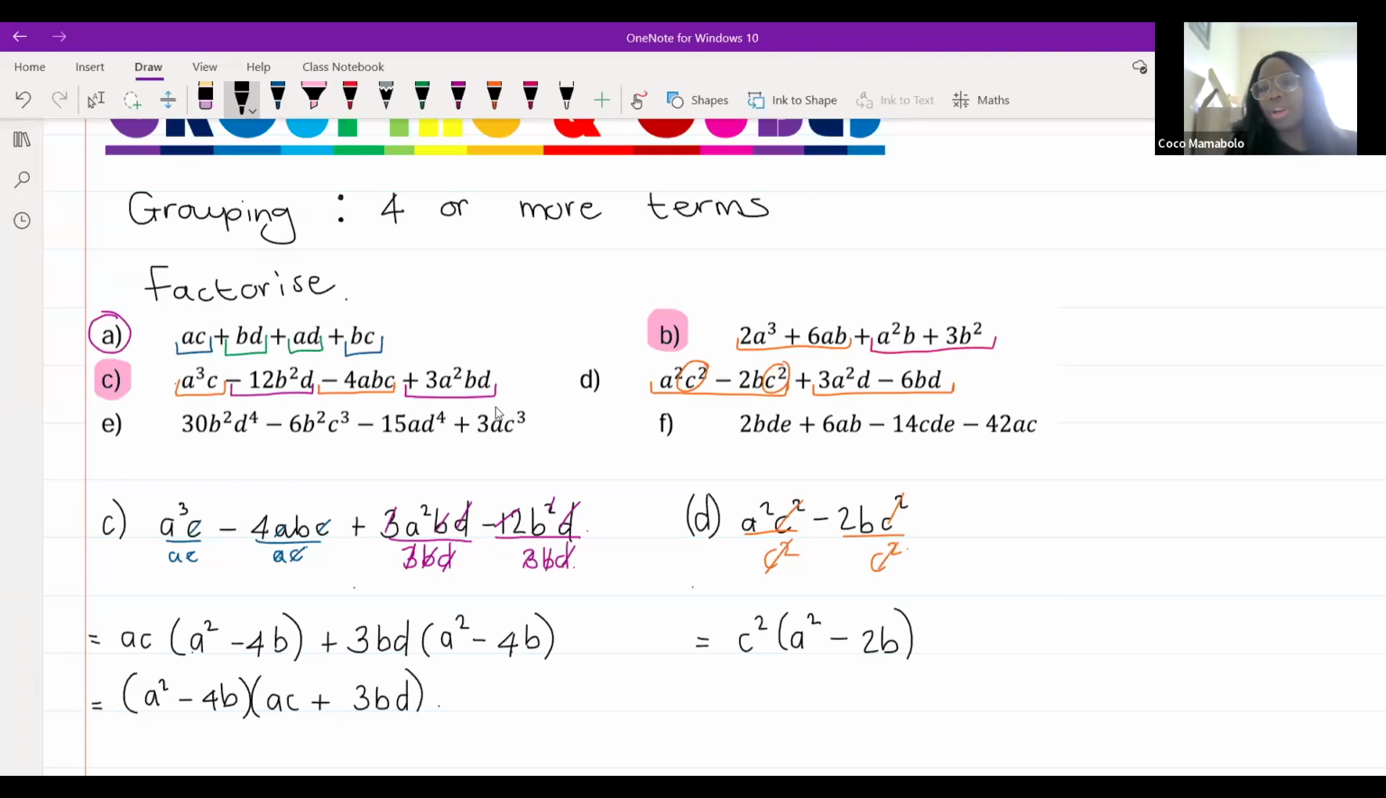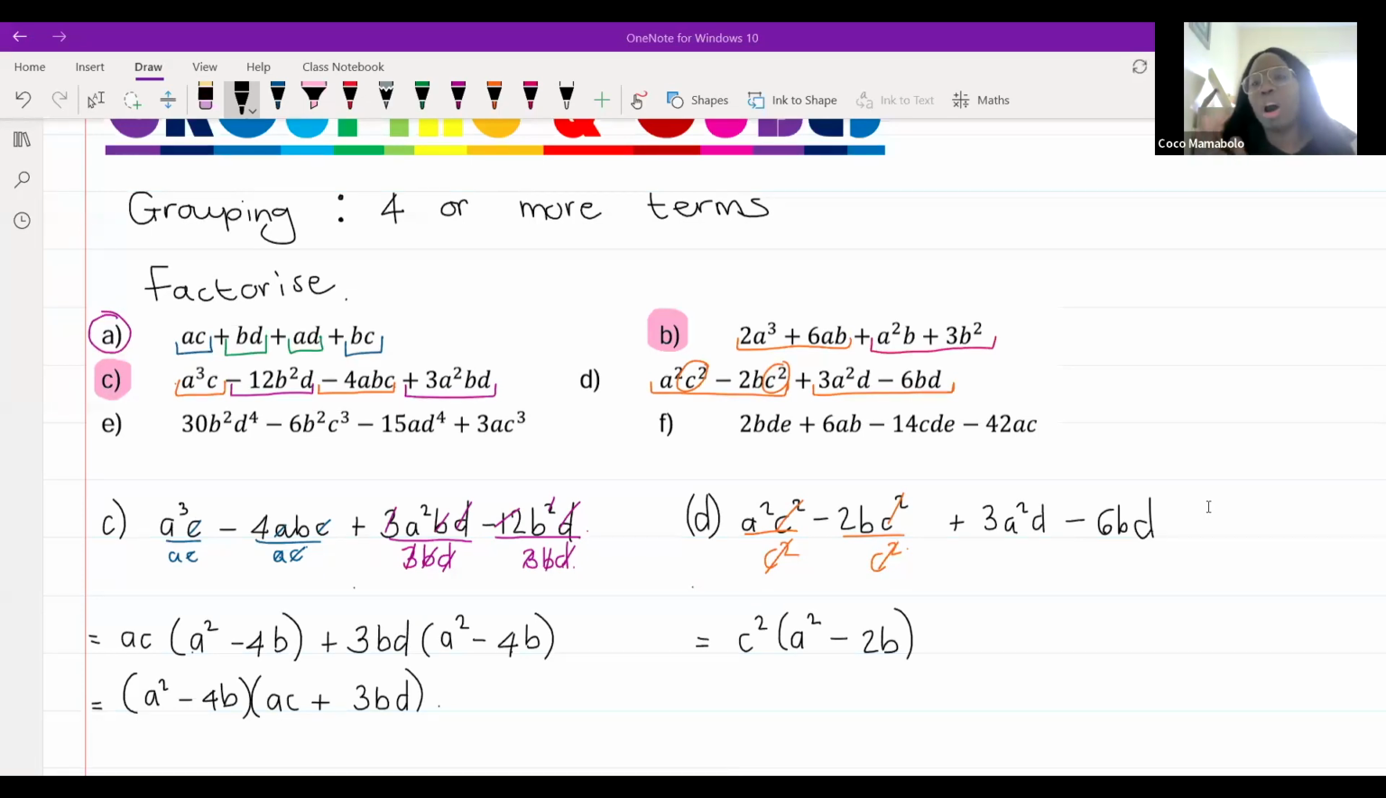Okay, then we're going to go to the next part, plus 3A squared D minus 6BD. What is this next part? These two, what do these two over here have in common? The last two terms, what do they have in common? Good, that's it. Remember, we must always make sure that we're taking out the highest common factor.